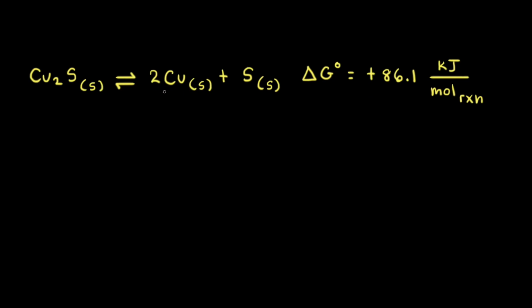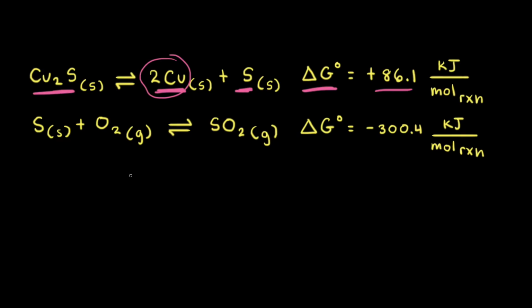Next, let's look at a practical example of coupled reactions. Let's say that our goal is to extract solid copper from copper(I) sulfide. The other product of this reaction is sulfur. However, delta G naught for this reaction is equal to positive 86.1 kilojoules per mole of reaction. Since delta G naught is positive, this reaction is thermodynamically unfavorable, and at equilibrium, there'd be very little of our product, so we wouldn't get very much copper.